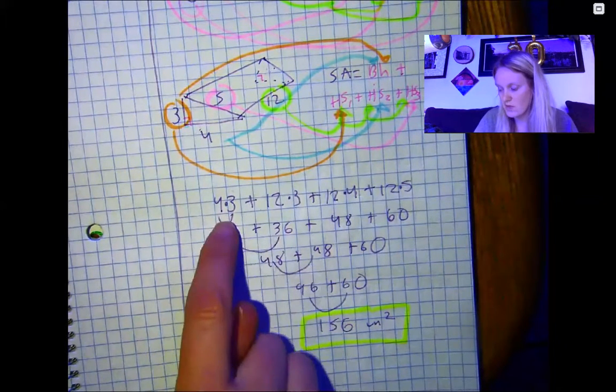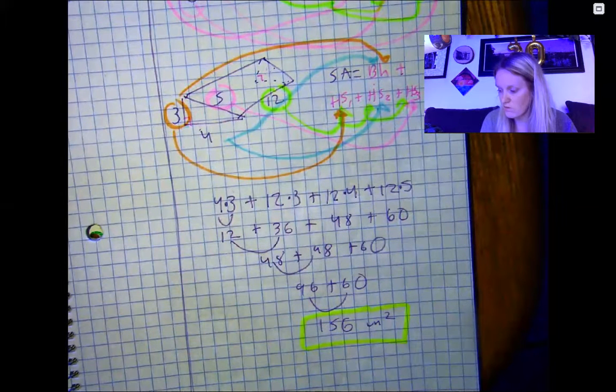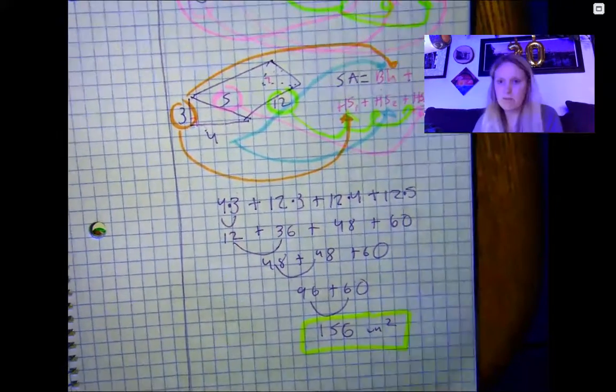So 1/2 base times height times 2, plus the 3 rectangles to finish off that triangular prism. Okay, I lied. I think I said it was the last one. We still need to do square pyramids. Woo! Man, math is crazy.